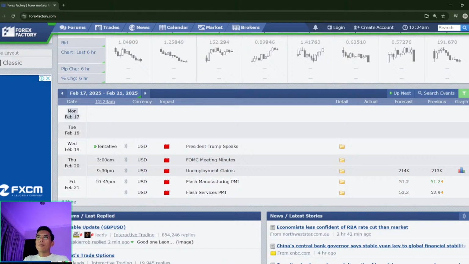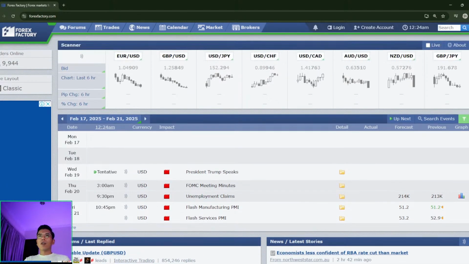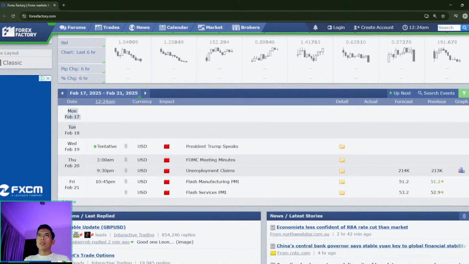So remember, on Monday and Tuesday we don't have any high impact news. In theory, if you don't have any high impact news as a push factor to add some volatility in the market, usually the market will just move slow. But the market is unpredictable. Sometimes even without high impact news, the market can move crazy.